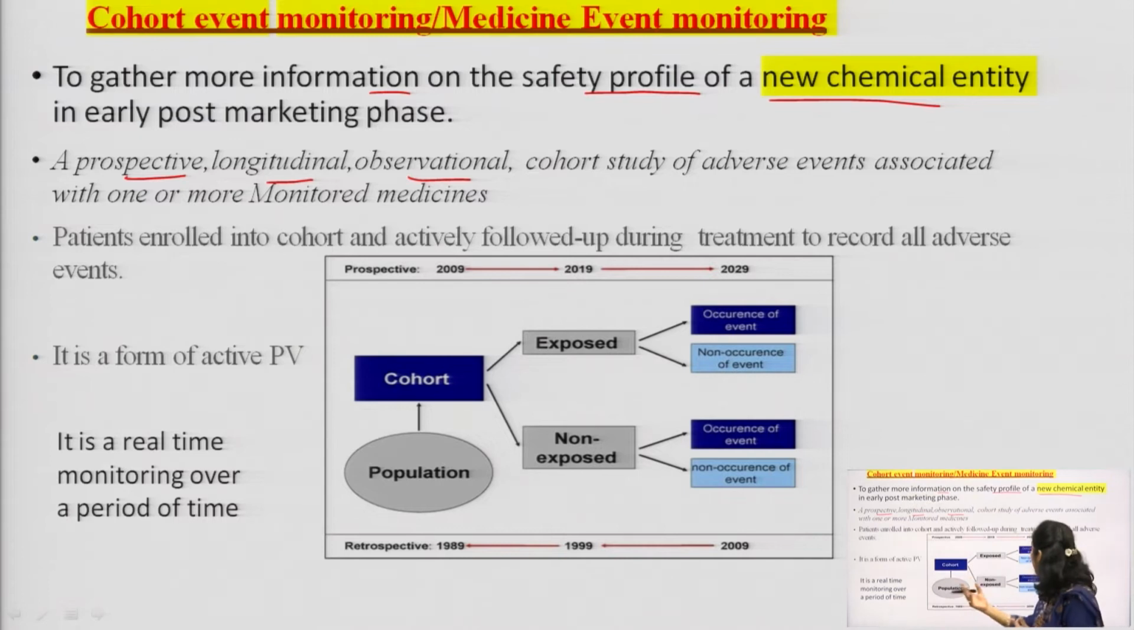Observational, observe करके किया जा रहा है. Cohort study एक particular group में किया जा रहा है, एक particular group को monitor किया जा रहा है, maybe children, maybe elderly, maybe a particular age group. Okay, so prospective longitudinal observation cohort study of adverse events associated with one or more monitored medicines.